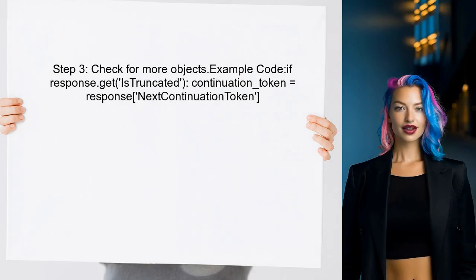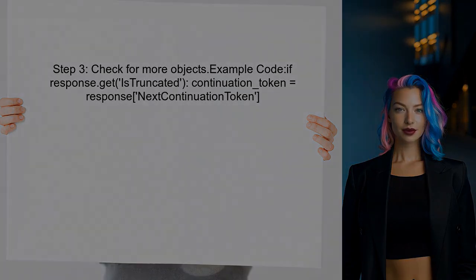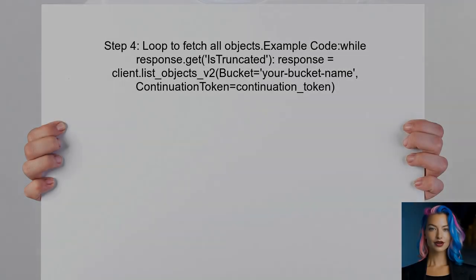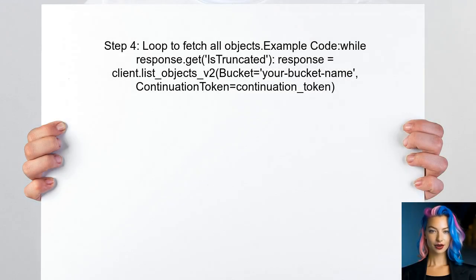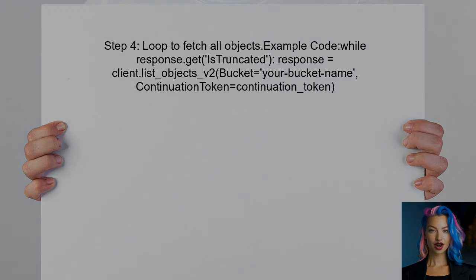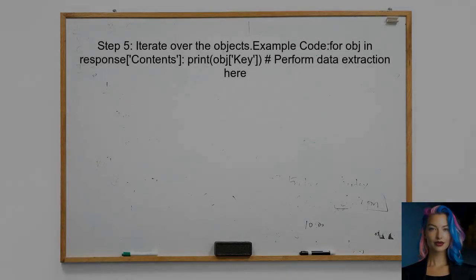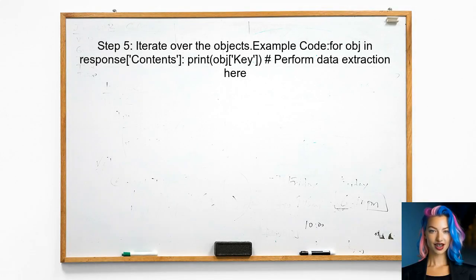After that, the user needs to check if there are more objects to retrieve. If the response contains a NextContinuationToken, it indicates that more objects are available. The user should then implement a loop to continue fetching objects until all of them are retrieved. This involves using the continuation token in subsequent requests. Finally, the user can iterate over the list of objects and perform any desired operations on them. This is where the actual data extraction takes place.